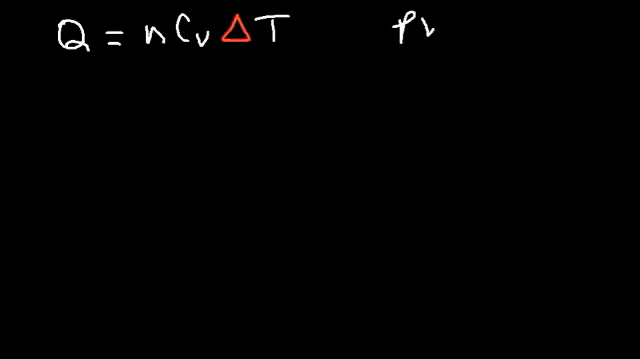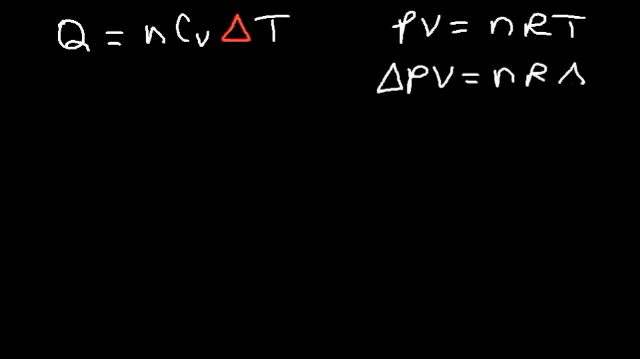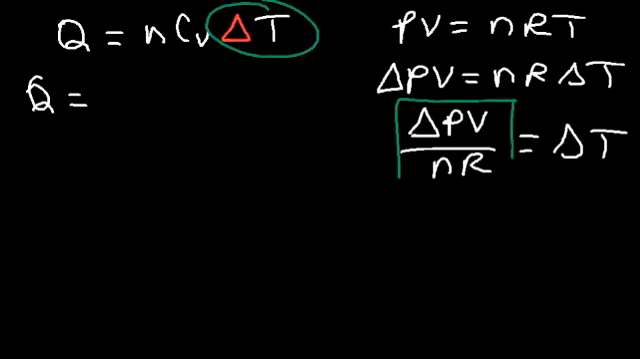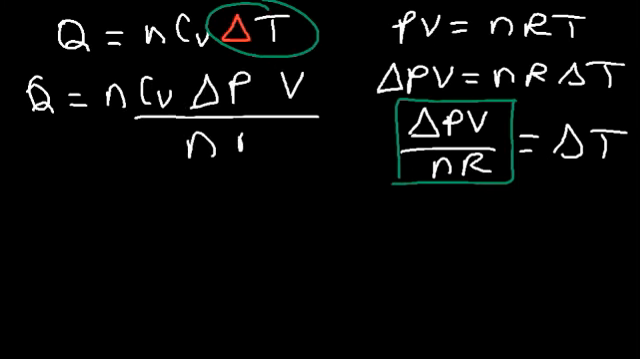Now, using the ideal gas law equation, PV equal nRT, we need to replace delta T with something. Now, in this problem, the volume is constant, so the pressure is changing. So delta P times V is equal to nR delta T. So solving for delta T, it's delta P times V over nR. So let's replace delta T with this value. So it's going to be N CV delta P times V over nR.